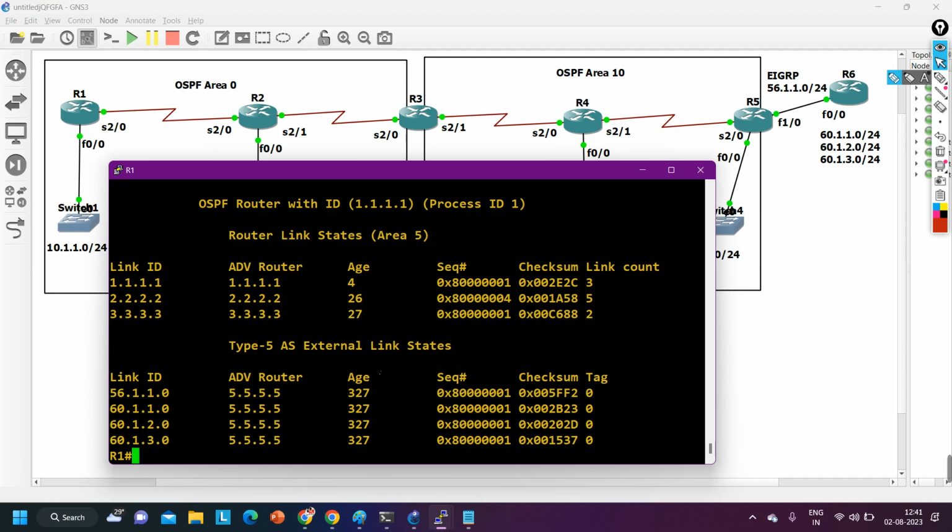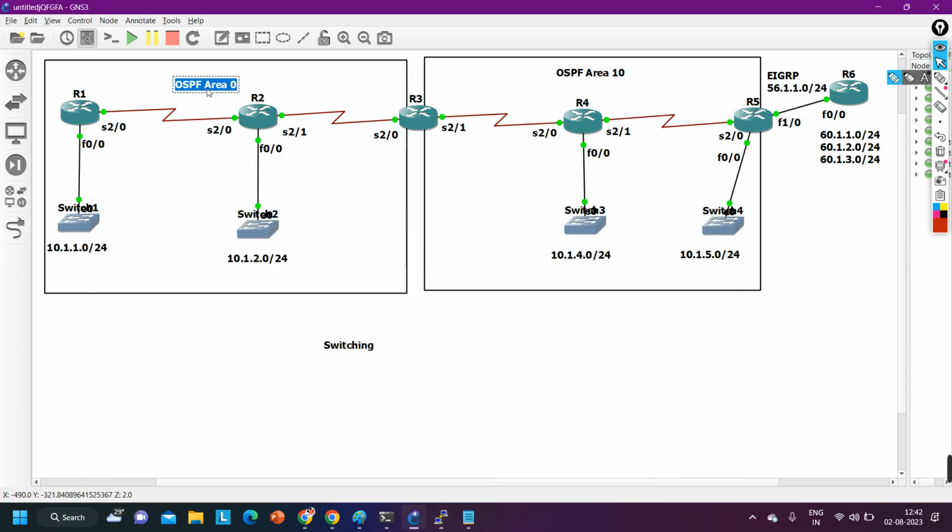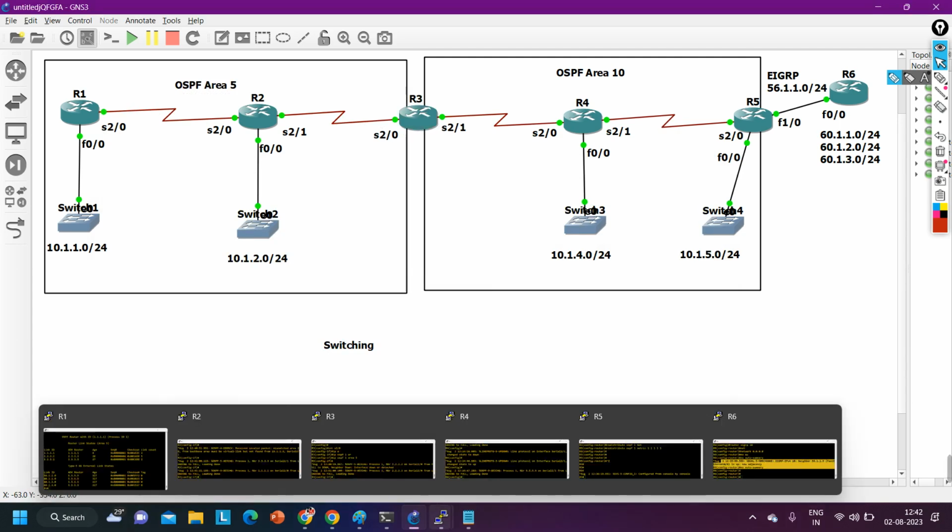As I told you, between two regular areas there should be one area 0. So in your OSPF network, if the backbone area is not there then communication will not happen. You can do one thing. This is now area 5. You have to make R3 an ABR router.